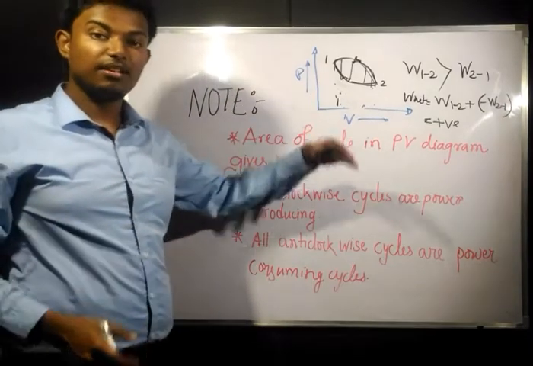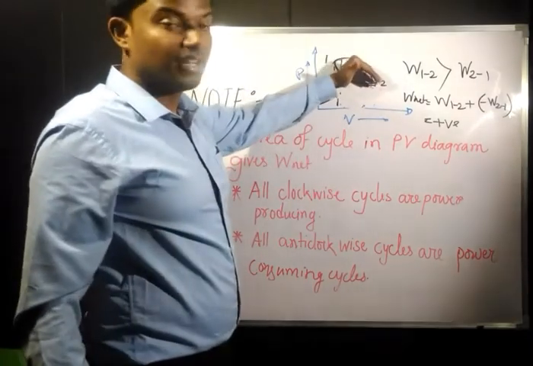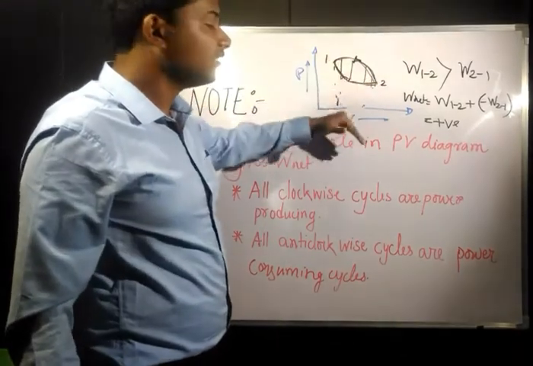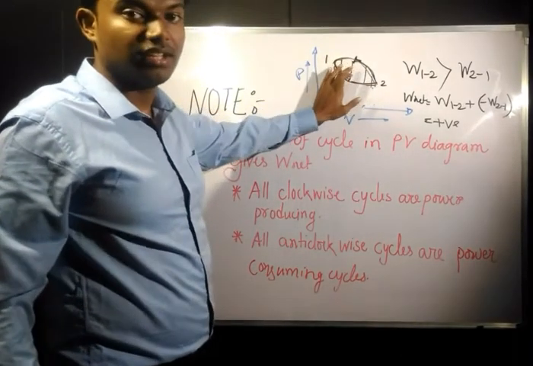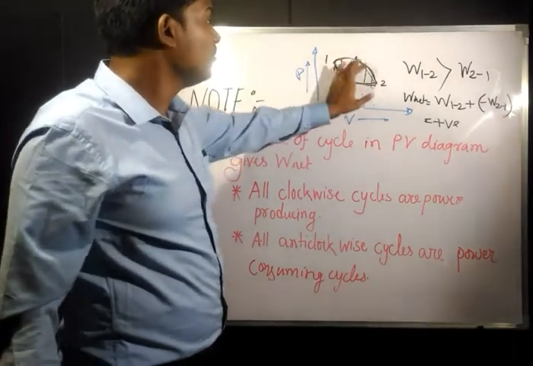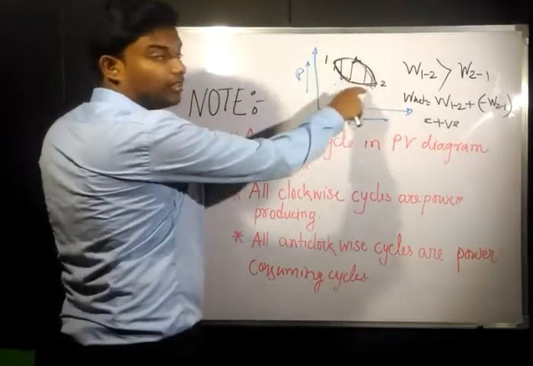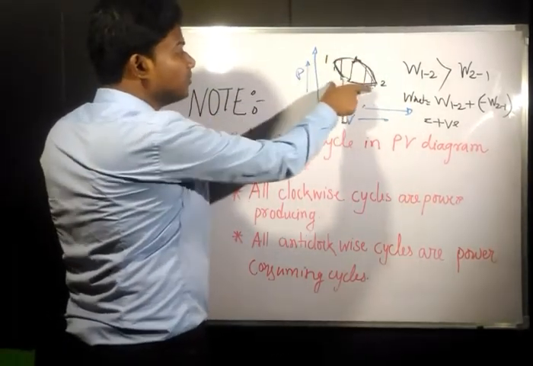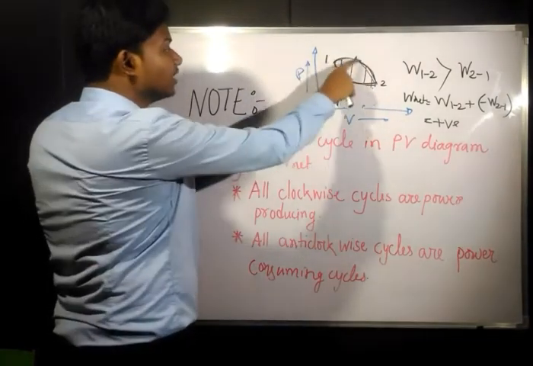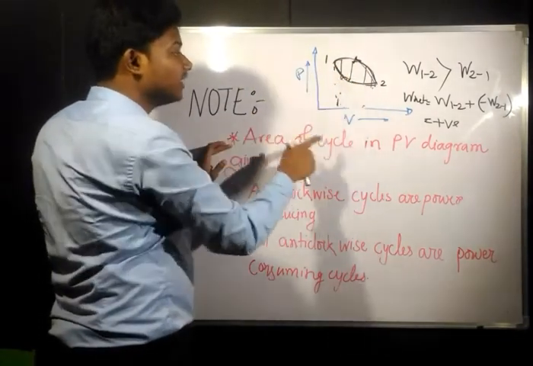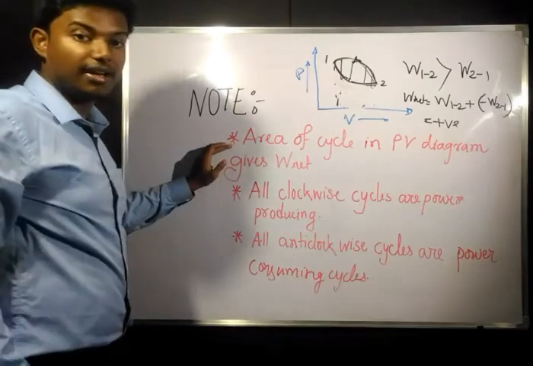Okay, if we subtract the area under this curve minus the area under this curve, we will get the area of the cycle. That means W net would be the area of this. The first point is concluded by this thing. We subtract this area minus this area, then we get the area of the cycle, and that area of the cycle is going to give us W net.